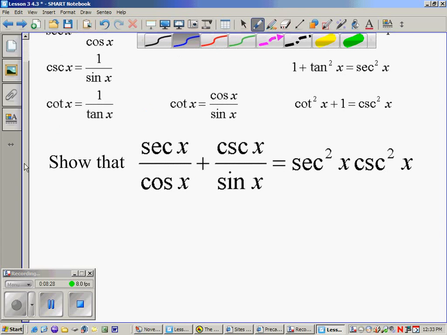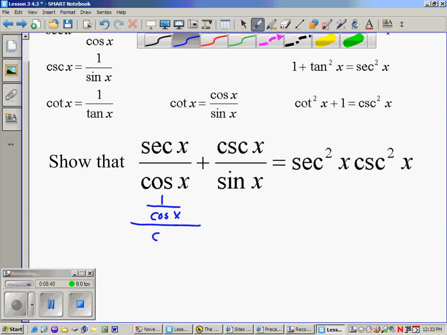Alright, now this one gets a little bit nastier. What we can do right away is simplify the secant over cosine, because this is 1 over cosine x over cosine. That looks like that could be simplified a little bit further. And this is 1 over sine x over sine.